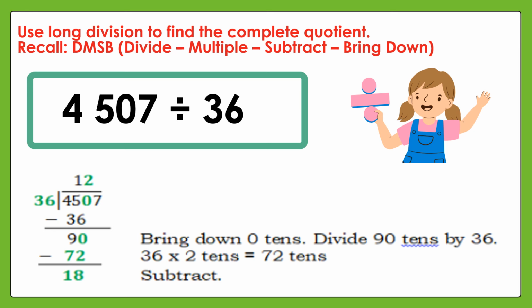Now, let us bring down 0, then divide 90 by 36, that is 2. Then 2 times 36 is equal to 72. Now, let us subtract 90 minus 72. That would be 18.